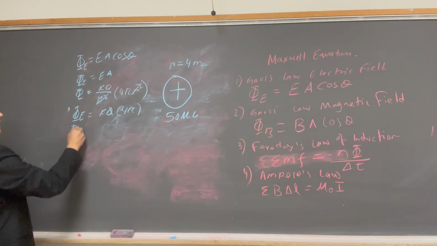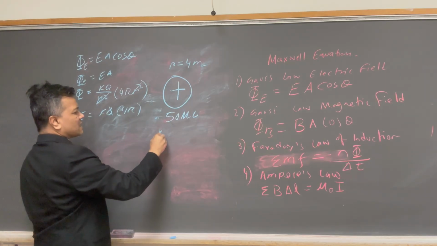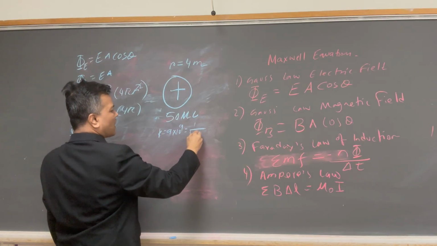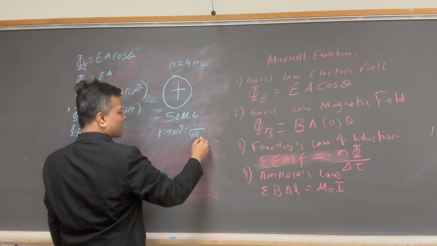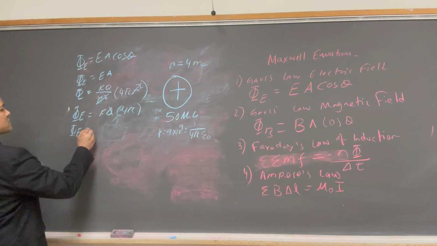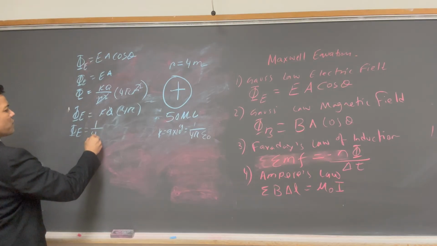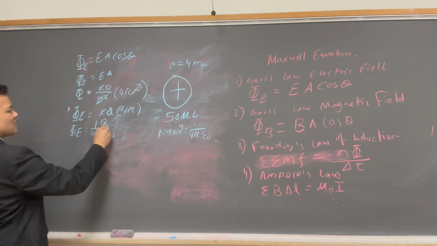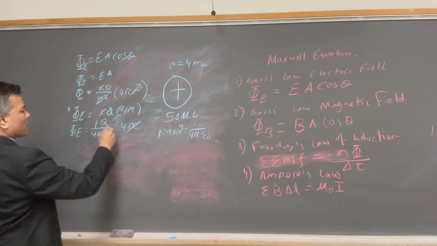What is k? k is 9 times 10 raised to 9, which is 1 over 4 pi epsilon. So k is 1 over 4 pi epsilon. Don't forget the Q, and don't forget the 4 pi. The 4 pi cancels.